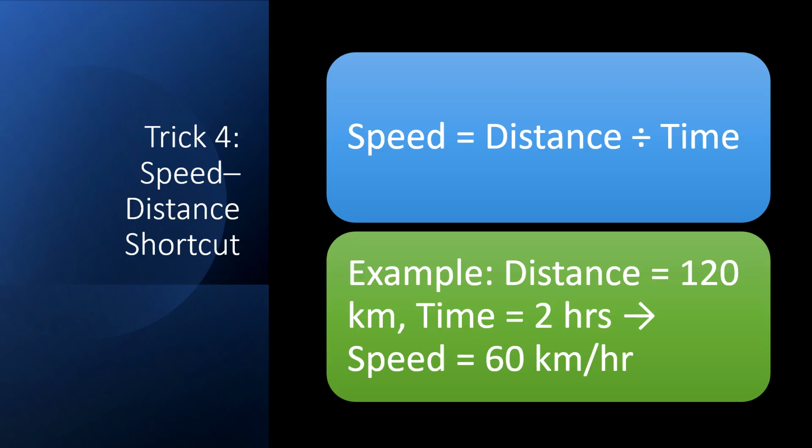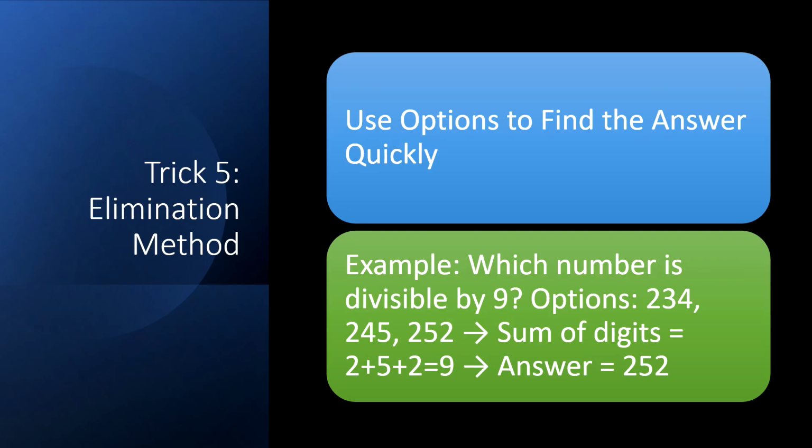Finally, the elimination method: use answer options to save time. For example, which number is divisible by 9? Options are 234, 245 and 252. Add digits of 252. 2 plus 5 plus 2 equals 9. So that's the correct answer.